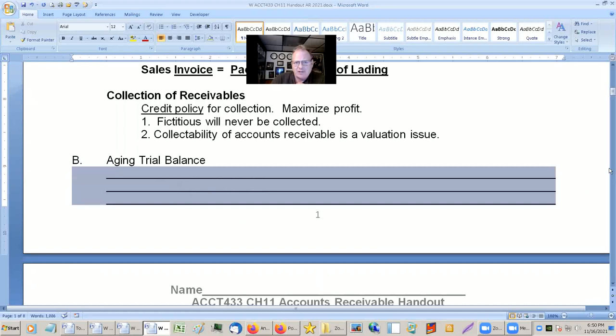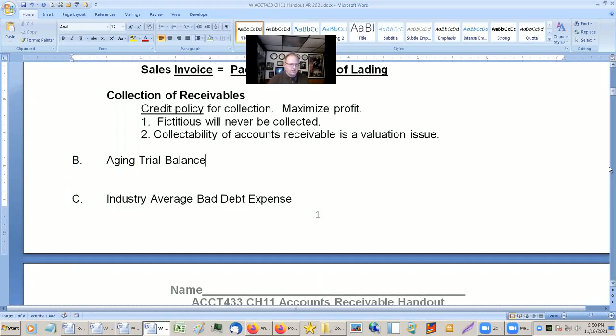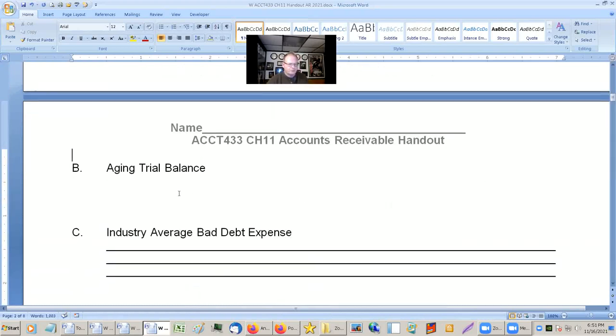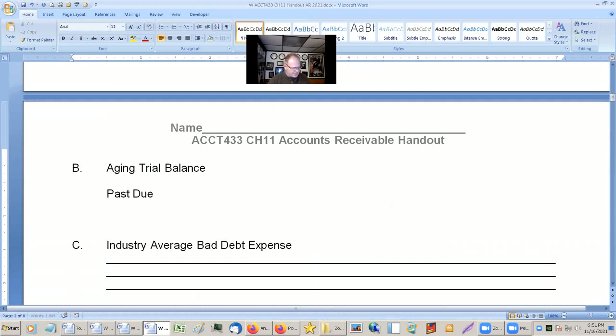Okay, aging trial balance. You guys have done this, I think, probably several times. An aging trial balance is like this. So let's say that it's something, so past due. Move on to the next page. I'm sure you guys have seen this before. Say current. Maybe for current ones the estimated uncollectible is say 2%.